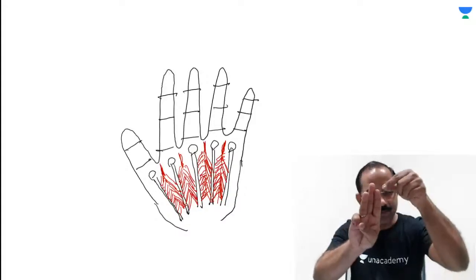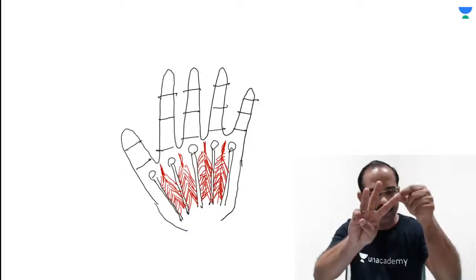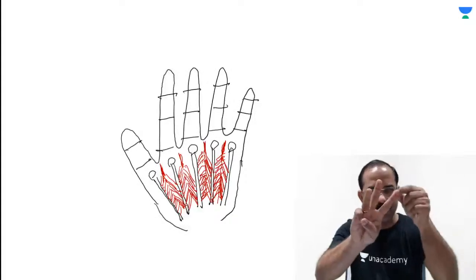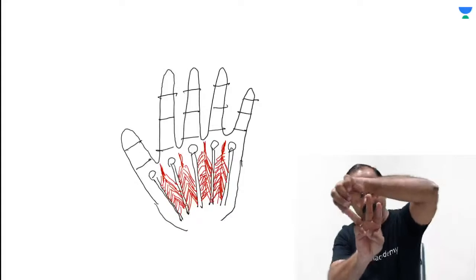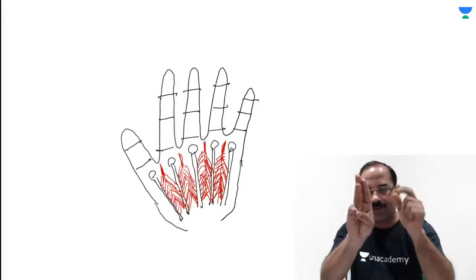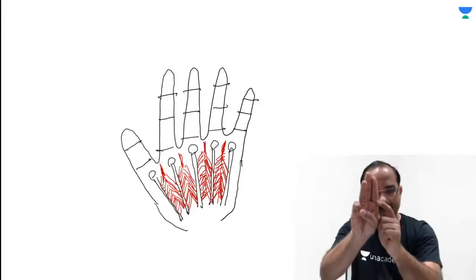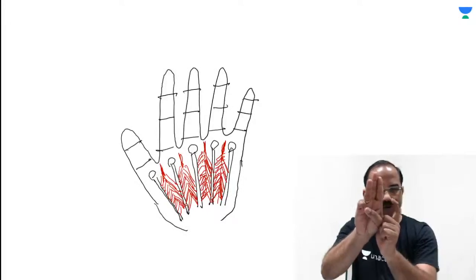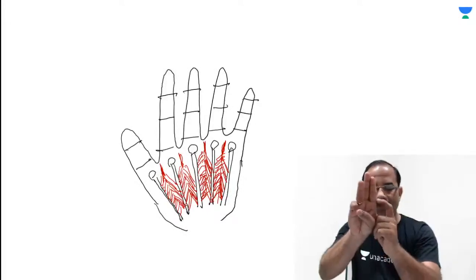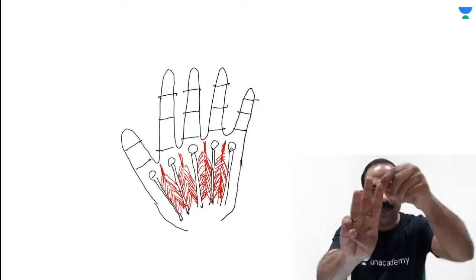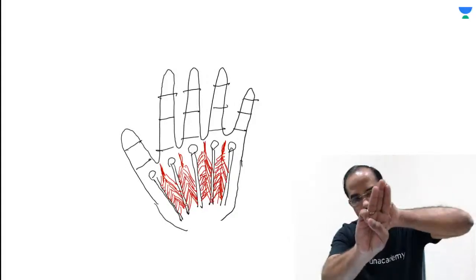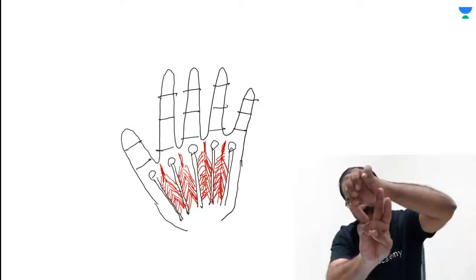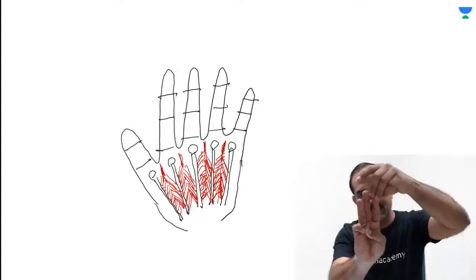Now what is abduction for this? This way. It is away from this finger. This is abduction. What is abduction for the ring finger? This way. So where would the dorsal interossei for the index finger be? On the lateral aspect of the base of the proximal phalanx, lateral aspect, here. So this would be abduction. Where would the dorsal interossei for the ring finger be? On the medial aspect. So this is abduction. This is abduction, this is abduction.